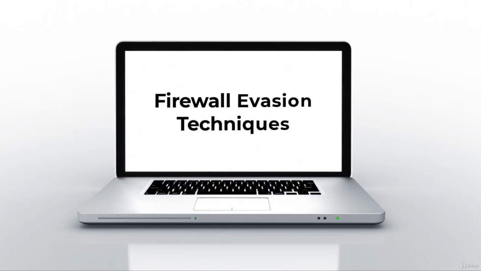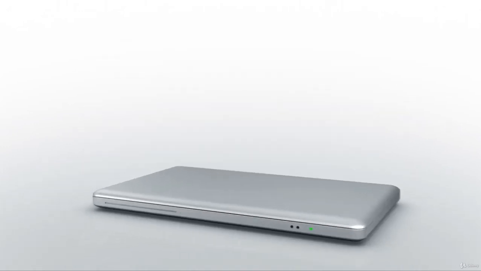So these were the techniques used to evade the intrusion detection system. In the next lecture, we will see some techniques which are used to evade the firewalls.